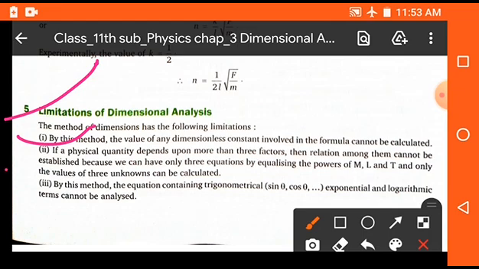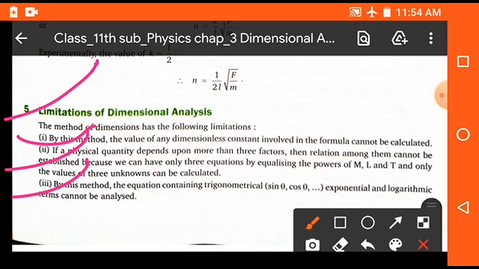The second one is, if a physical quantity depends upon more than three factors, then we cannot derive the formula. It means that if in any formula there are more than three physical quantities, then the relation cannot be established very easily. The last is that by this method, equations containing trigonometrical ratios, exponents and logarithms cannot be analyzed, because there are no dimension symbols for trigonometrical ratios, exponents and logarithmic values. These are the limitations of dimension analysis, but it is a very important method by which we can do different things.